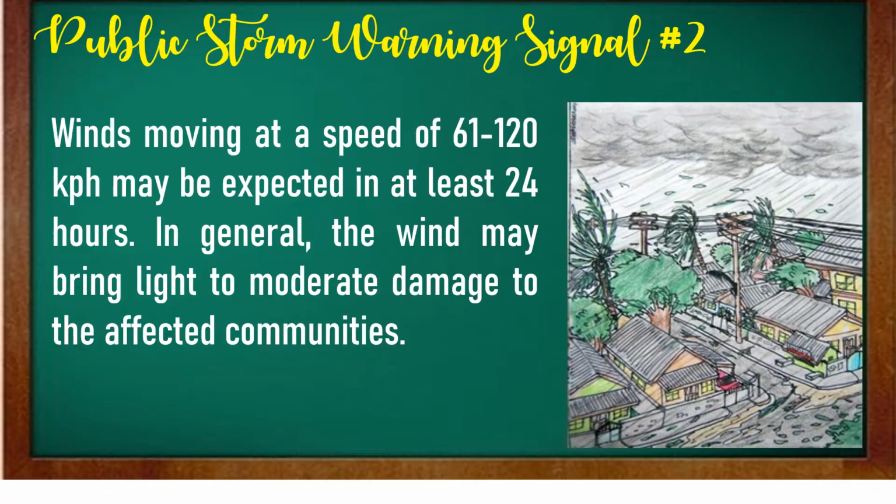We also have public storm warning signal number 2. Winds moving at a speed of 61 to 120 kilometers per hour may be expected in at least 24 hours. In general, the wind may bring light to moderate damage to the affected communities.